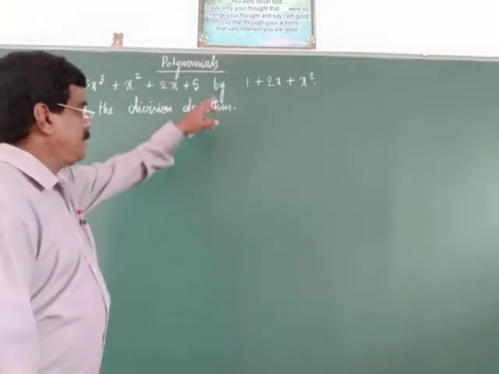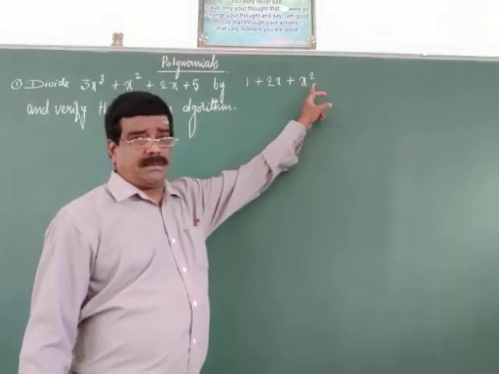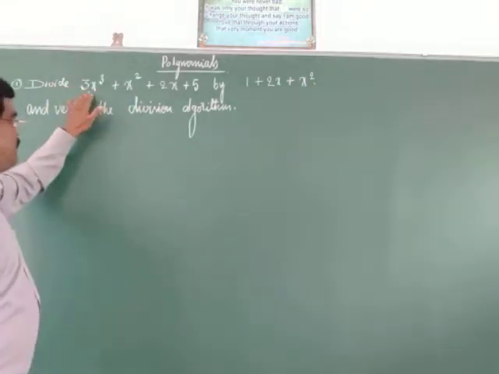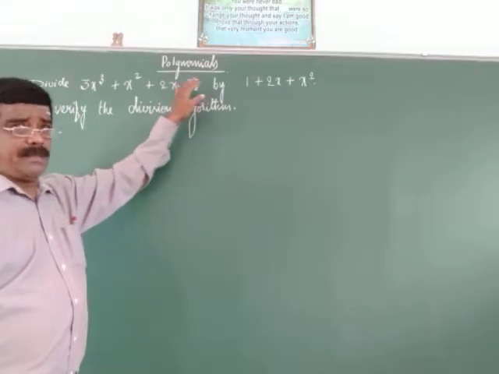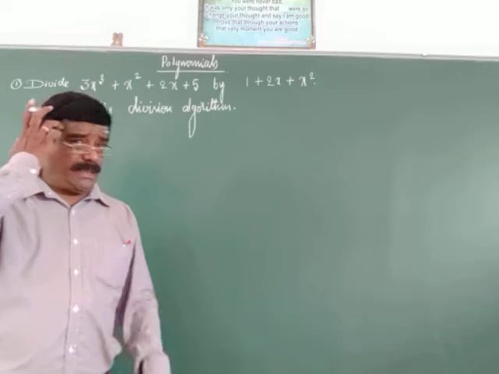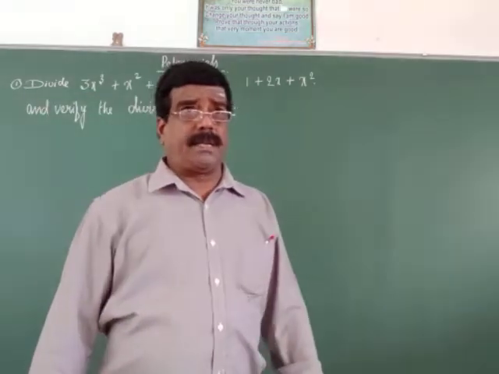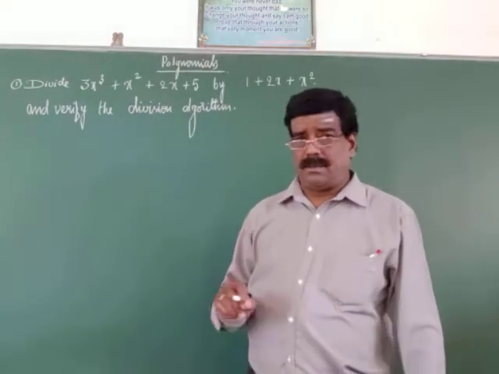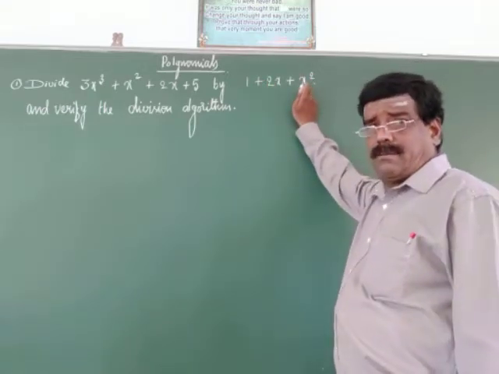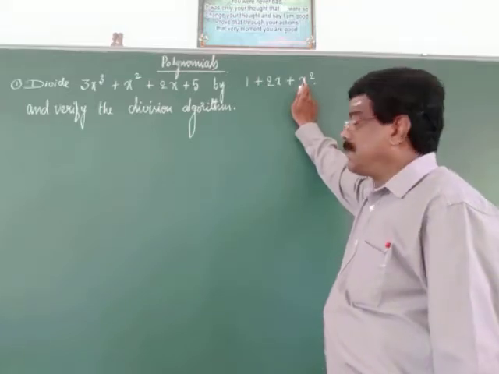That is, here 1 plus 2x plus x square. You must know that the degree of the polynomial is 2, whereas here 3x cube plus x square plus 2x plus 5, the degree of the polynomial is 3. So you must know which is the dividend and divisor. The smaller the degree, the divisor; the greater the degree, the dividend. So anyhow, 1 plus 2x plus x square is the divisor. Now let me start with the divisor.